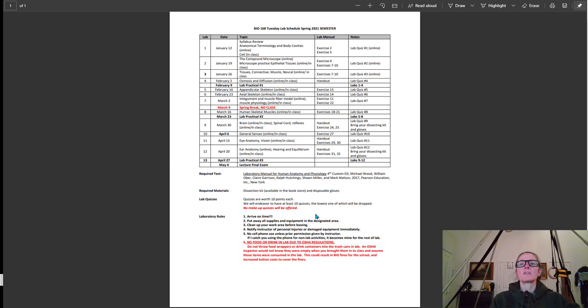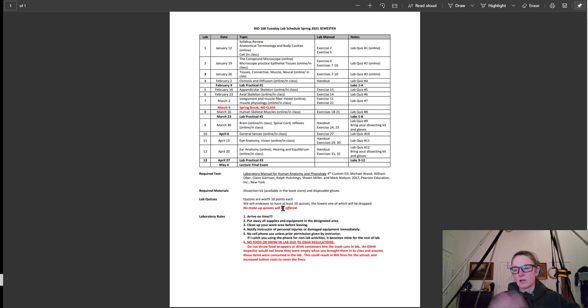Another thing I wanted to point out is that most lab quizzes will have 10 points each. Sometimes they will have more, sometimes many more questions, but then again, they will be weighted accordingly. Remember that each lab quiz will determine 1% of your overall grade. So don't take them lightly. They are important, and there are no makeups that will be offered.